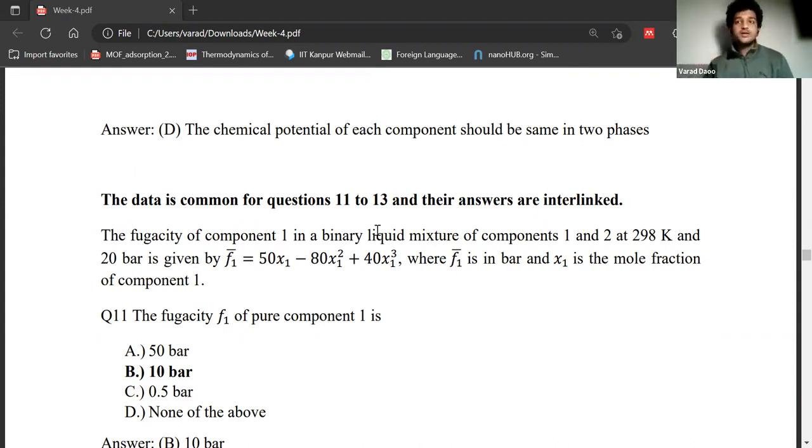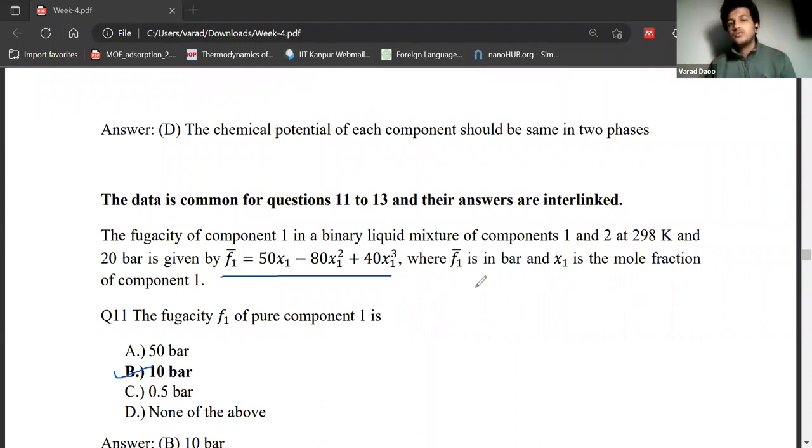So anybody got it? The correct answer is option B, 10 bar. Anybody got it? I'll start with the solution. So what we are given is F1 bar. So this is the partial molar property of component 1 in a binary solution.